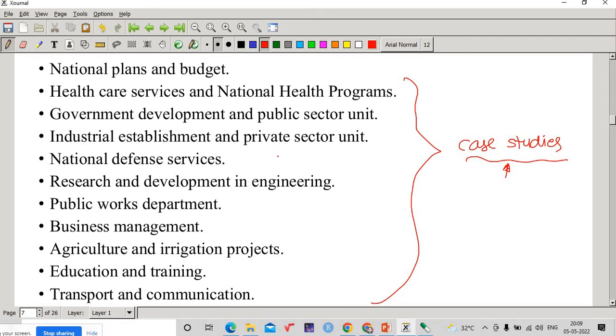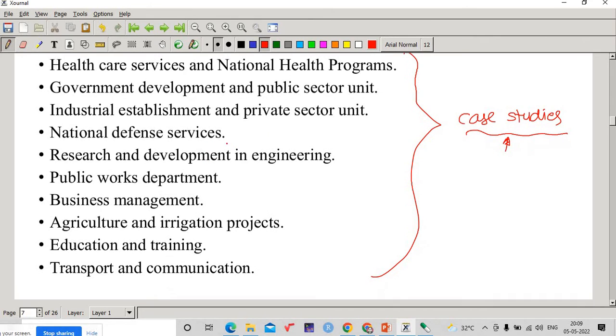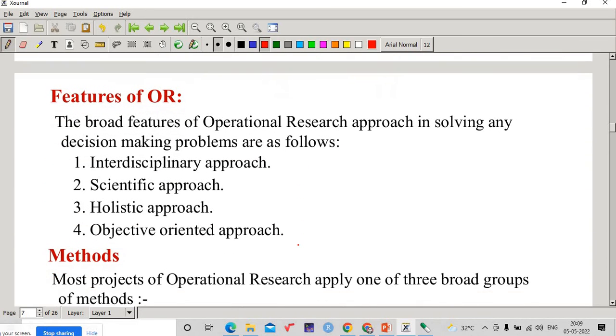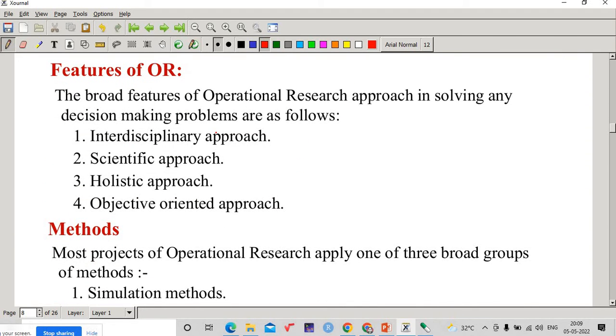Then industrial establishment and private sector units, national defense services, research and development in engineering, public work department, business management, agriculture and irrigation projects, education and training, transportation and communication. So we'll have a few case studies in these areas. Features of OR.